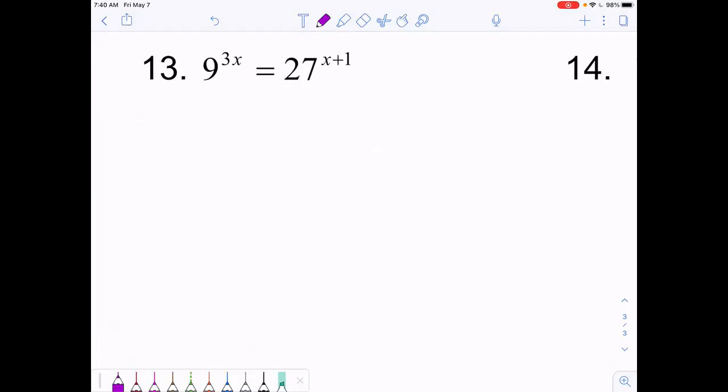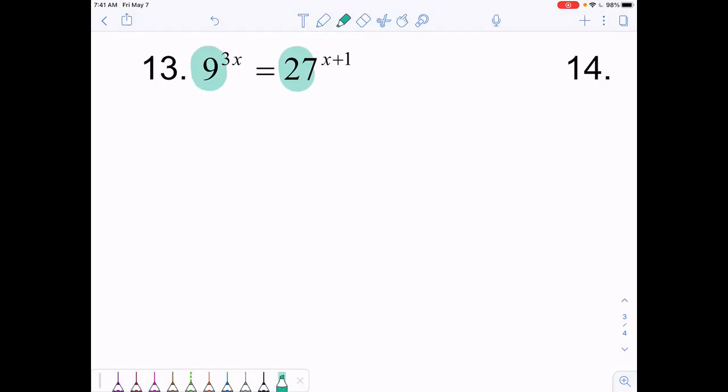One of the properties of exponents says if you can get the base the same, then you can set the exponents equal to each other. The base would be the 9 and the 27. So if I can get 9 and 27 to be the same base, then by the property of equality we can set those exponents equal. So how can you write 9 and 27 so the base is the same? So I want to change the number 9.